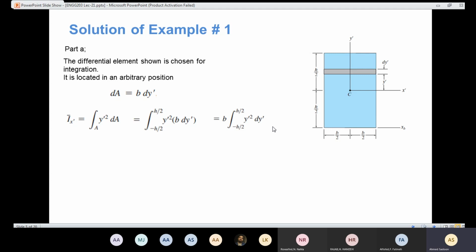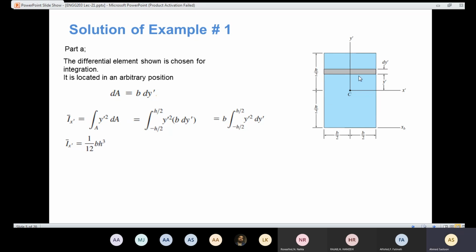So now I'm ready to integrate. I'm going to integrate this one, and I'm going to substitute the integration limits. If I do that, the answer comes out to be 1 over 12 b h cubed, like you can see here.